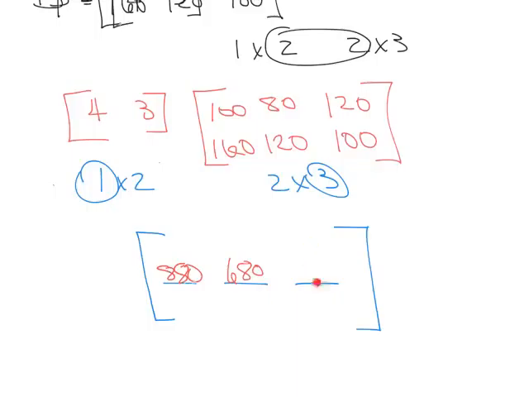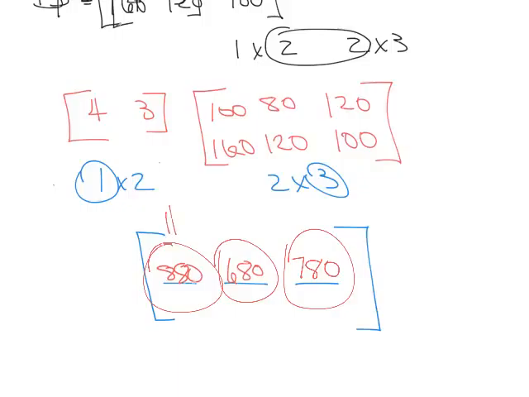Okay, first row, third column. So 4 times 120 is 480. 3 times 100 is 300. So we're going to get 780. Okay, so what that tells me is the total profit on non-fat ice cream and frozen yogurt was $880 at store 1, $680 at store 2, and $780 at store 3, because this was my store 1, this was store 2, and this was store 3.